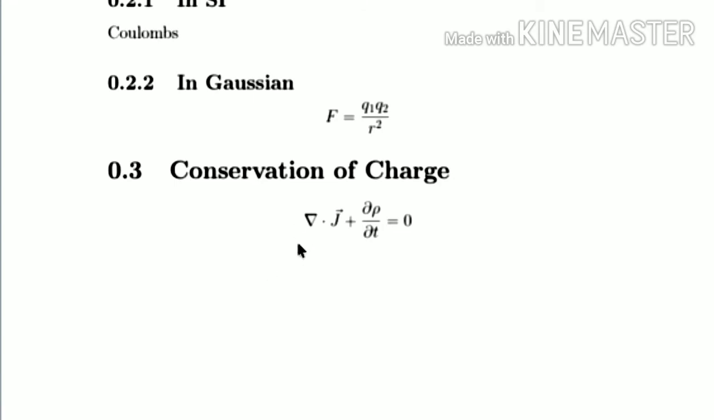As you can see, J is the flux associated with the charge, rho is the charge density, and the right hand side, which is 0, ensures that there is no sink or source. If there was a sink or source, then this quantity on the right hand side would not have been 0.